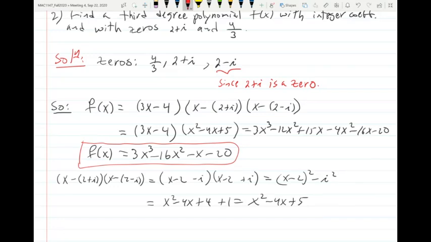Okay, so let me make sure that I did not make a mistake. So it's positive 15, and is that 16? Oh, 16 is positive. Negative times negative, that's positive. So this will be 31. Okay, plus 31. Okay, there we go. So here is a polynomial of degree 3 that has integer coefficients, and this polynomial is guaranteed to have those 3 zeros that we gave at the beginning.